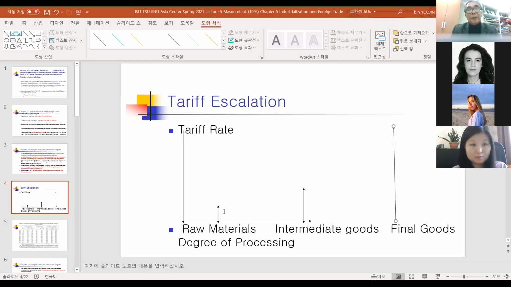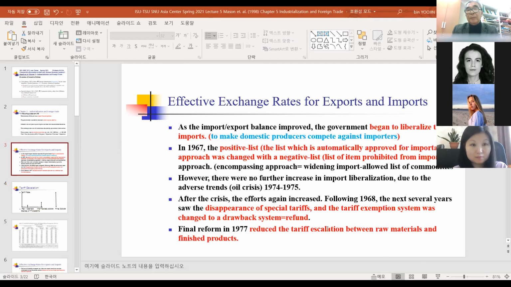But raw materials have a relatively lower tariff rate. So this type of tariff structure we call tariff escalation. To protect their final goods industry, a lot of countries are adopting this type of tariff escalation. That's what I mean by tariff escalation between raw materials and finished products. Okay.